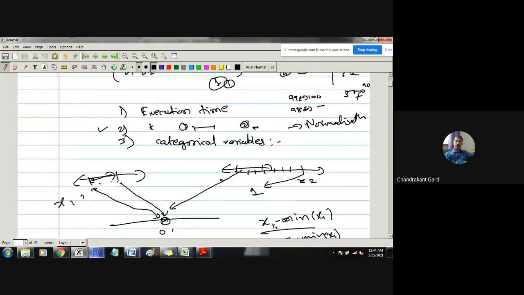So if there are categorical variables, how to deal with that, we have seen. If there are different variables measured on different units and different scales, then how to deal with them, for that we have normalization. Now the only thing that remains is the execution time. Is there any way in which we can tackle this execution time problem?